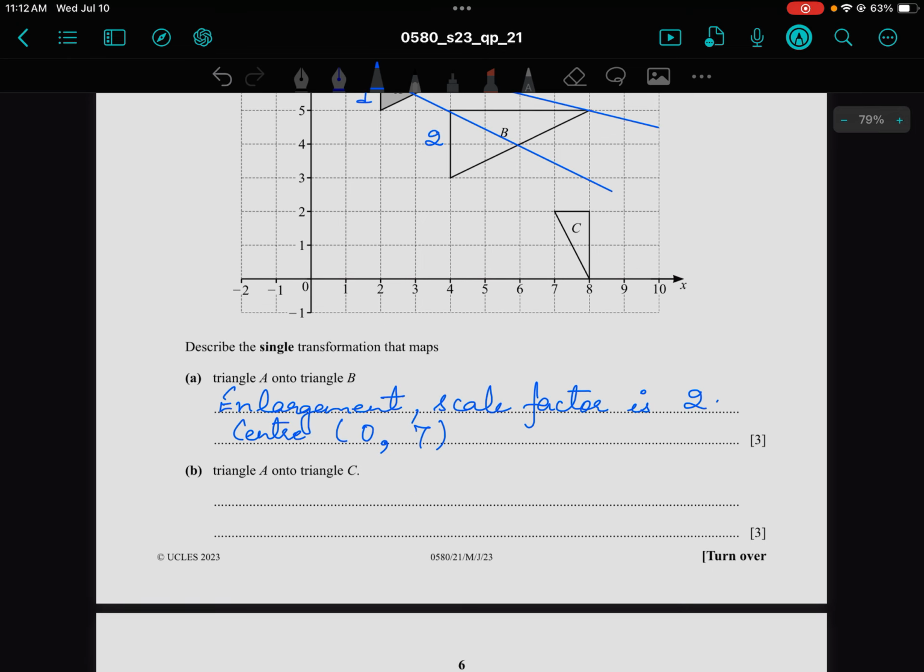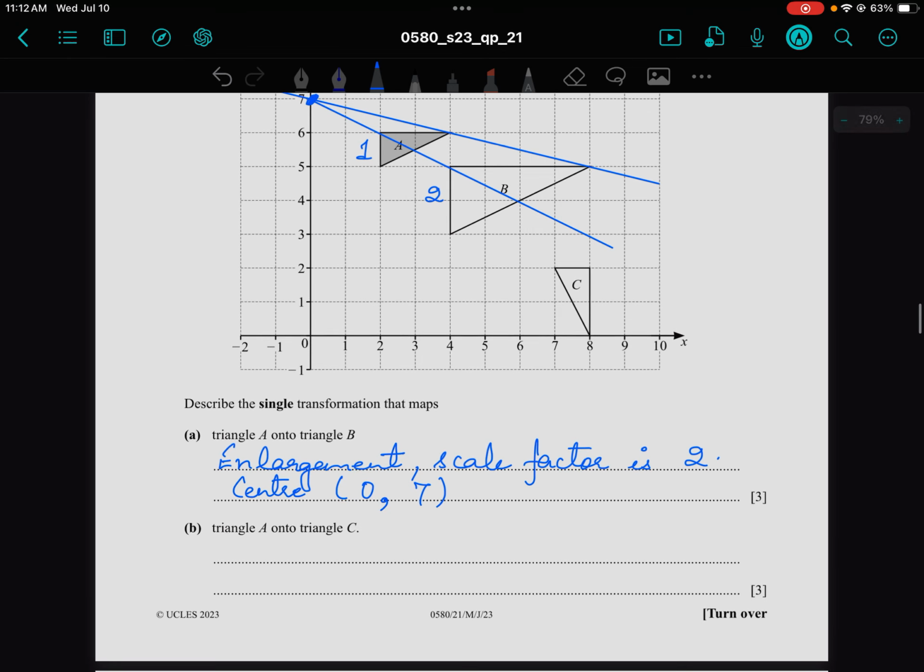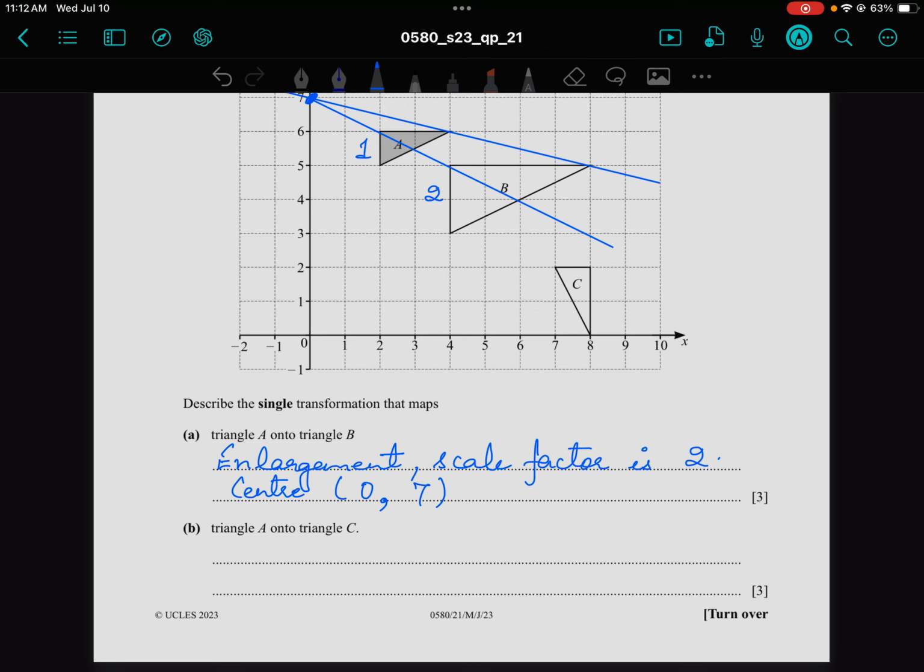So this is the part A full solution. You'll be getting 1 mark for each of the answers because the total marks for this part is 3. So 1 for enlargement, 1 for the scale factor, and 1 for the center of the enlargement.